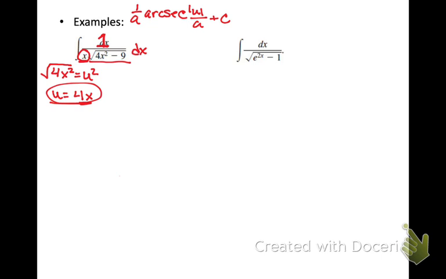What is a squared? 81. It's 9. So a is 3. So I have my a and I have my u. But in my problem, there is no 4, is there?